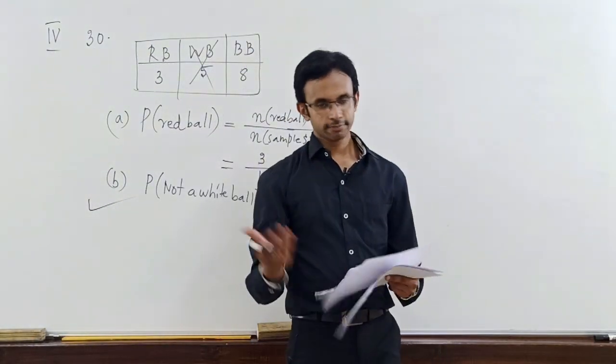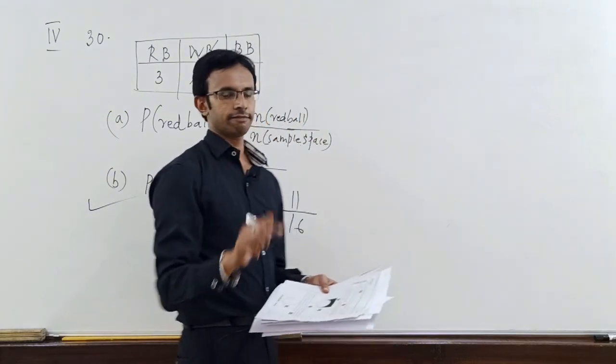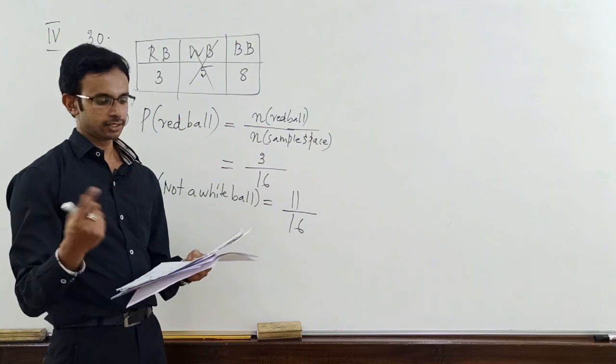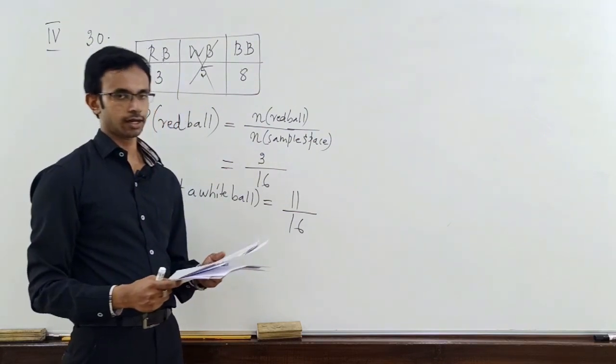Problem number 31, as we expected, one theorem will definitely come for 3 marks. We told you from the circles chapter, so this was the proof that the length of the tangents drawn from an external point to a circle are equal.